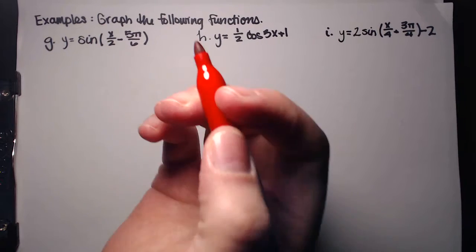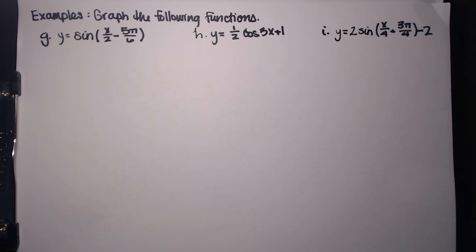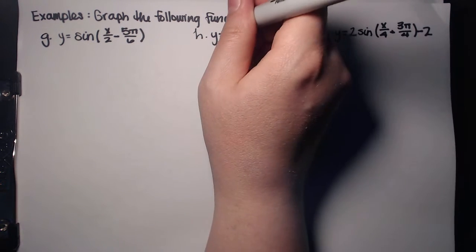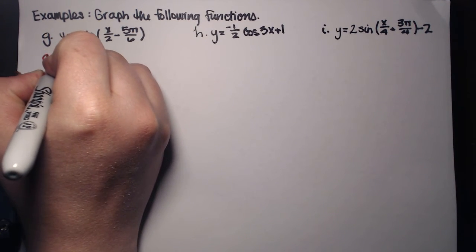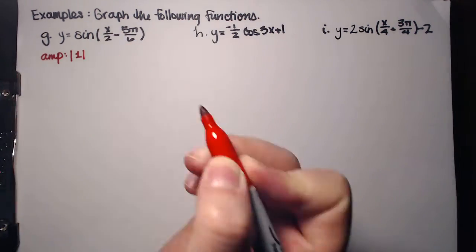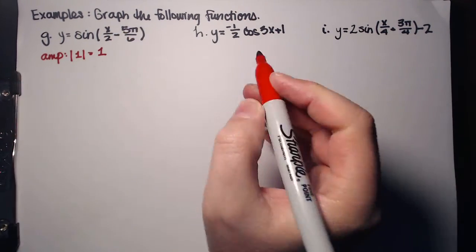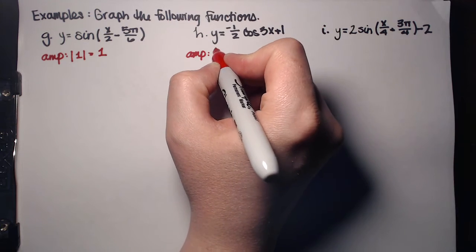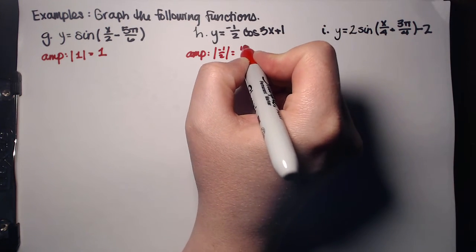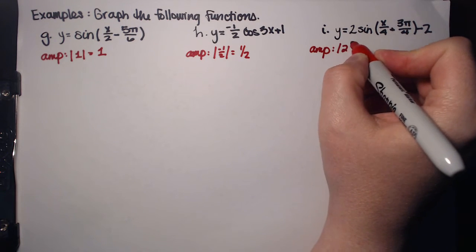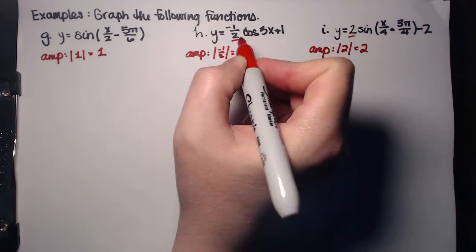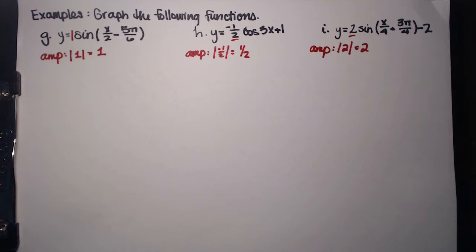The amplitude, I'm actually going to change one of these problems. Let's make this a negative 1/2, so we can throw a negative in there. So the amplitude is the absolute value of 1 on this one, which is 1. This one is the absolute value of negative 1/2. And this one is the absolute value of 2. Okay. And then what did we do next?